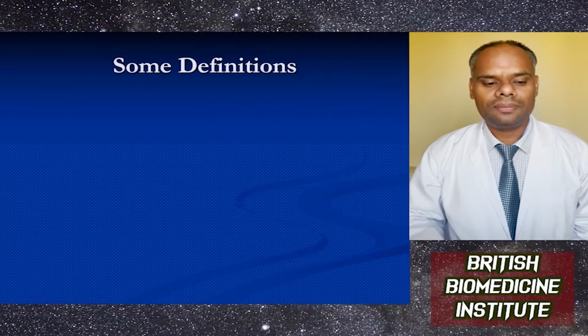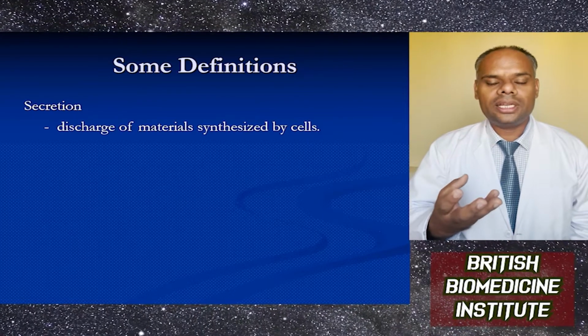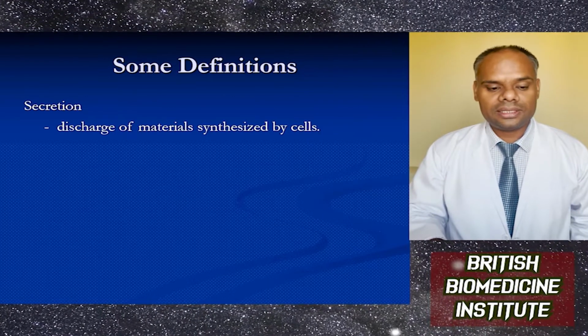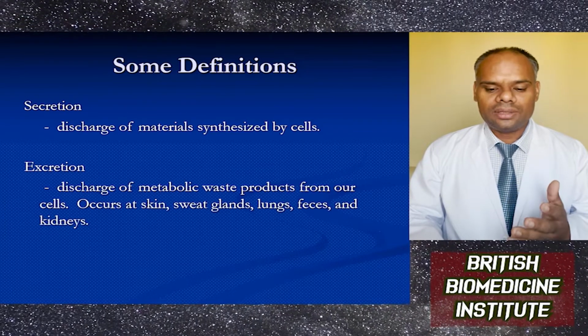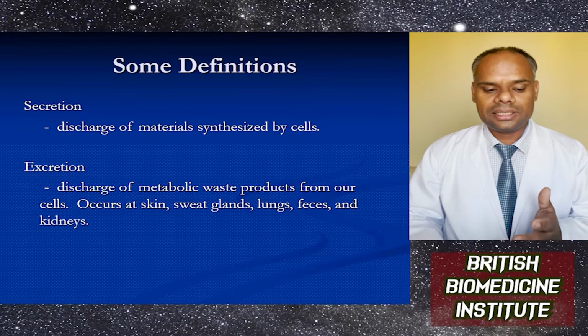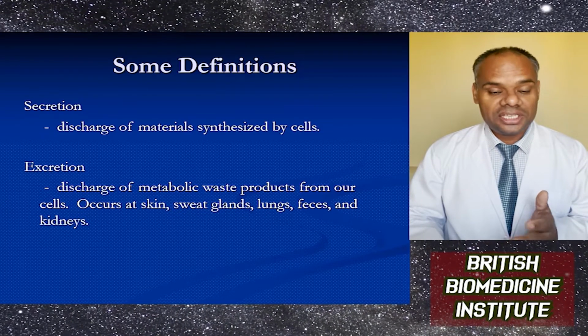Some definitions are: secretion, discharge of material which has been synthesized by the cell; excretion, discharge of metabolic waste which has been produced by the cells, like your skin, sweat glands, lungs, feces and kidney.